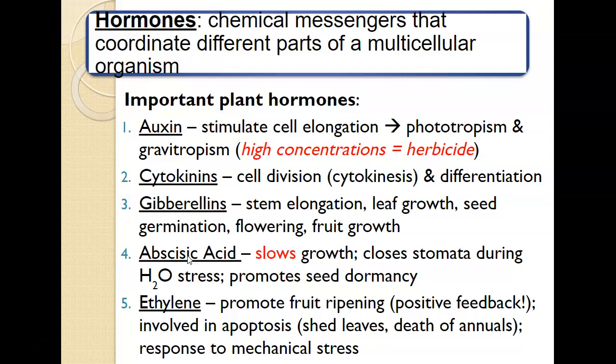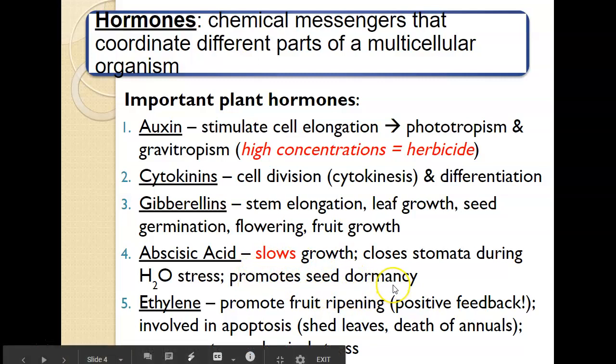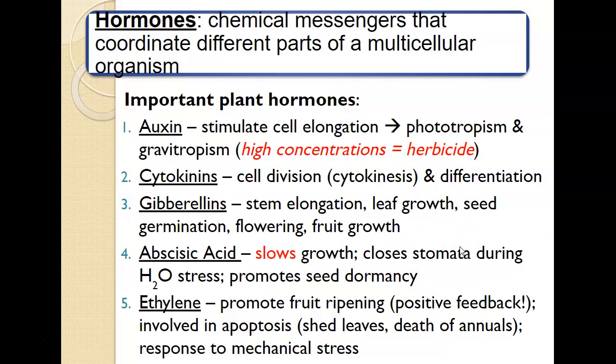Abscisic acid slows growth, so this is oftentimes to prevent or promote dormancy. When you don't want something to grow, it also triggers the closing of stomata, which open up on the underside of plants, if we remember, to allow gas exchange for photosynthesis, as well as act as a source of water loss. And then the last one is ethylene, which is a chemical that promotes fruit ripening and acts kind of in a positive feedback capacity.